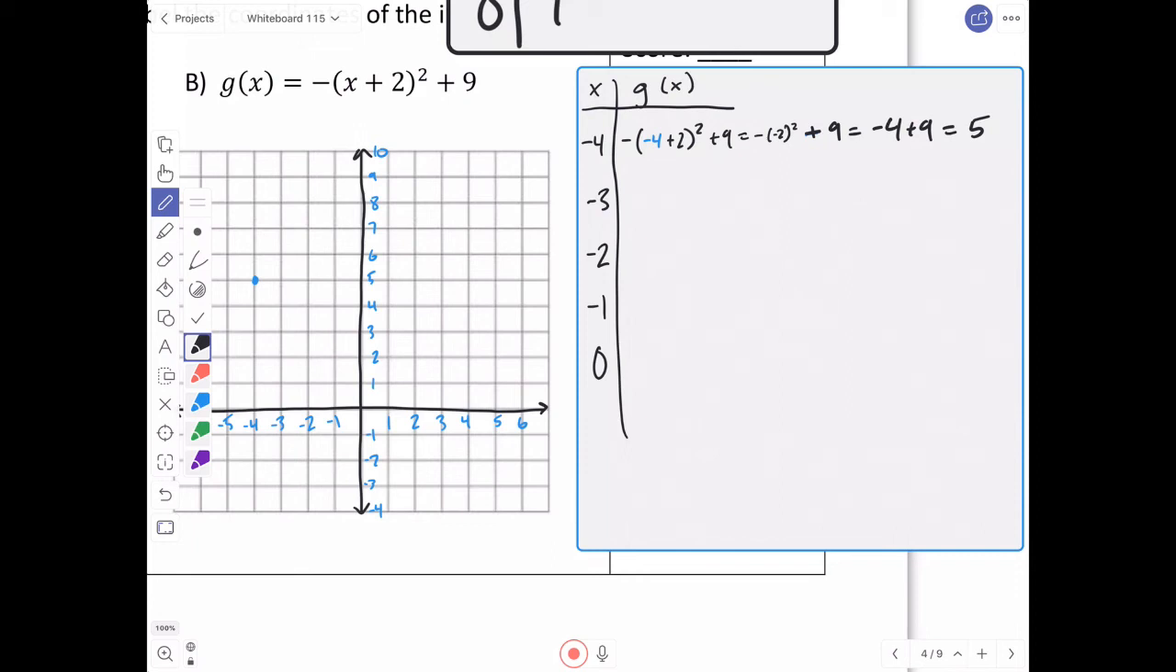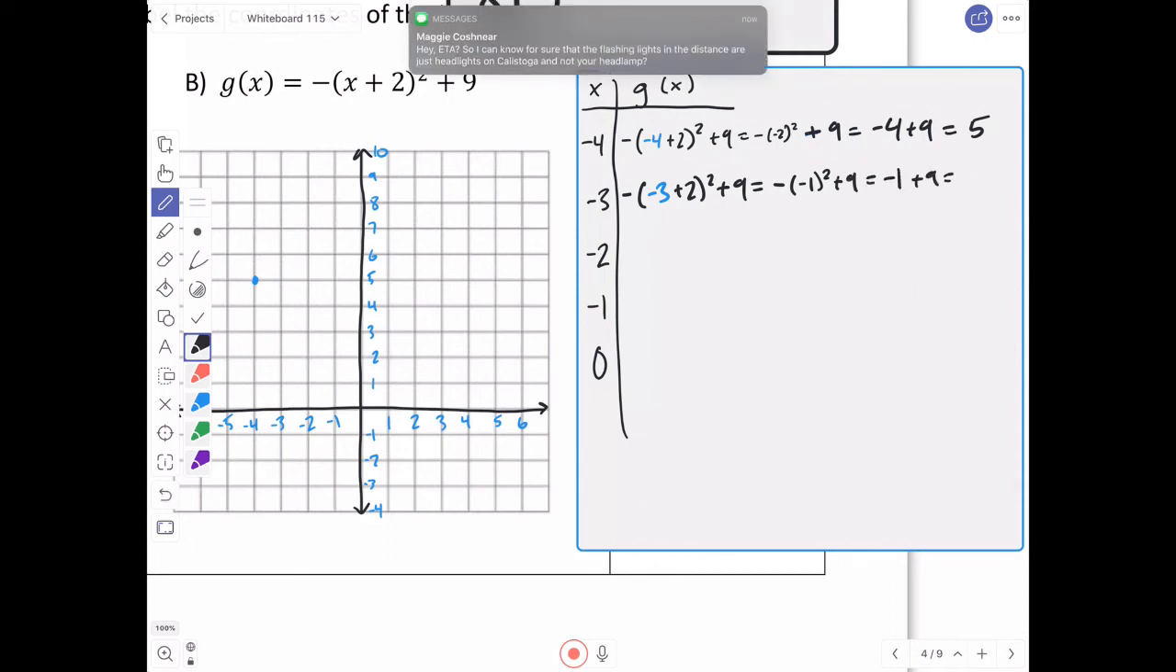And -3 plus 2 squared plus 9 equals -1 squared plus 9, which is -1 plus 9, which is 8.